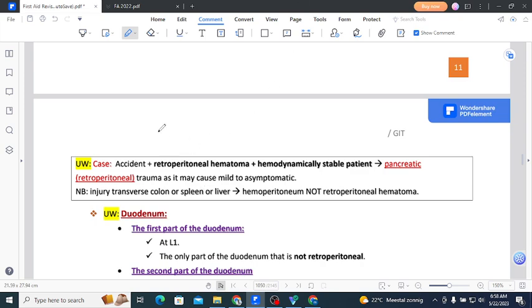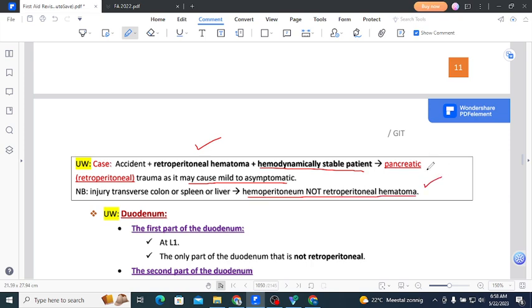And in the discussion, the UWorld point: there is a case that there was an accident and there was a retroperitoneal hematoma and a hemodynamically stable patient. So what is the structure that has been damaged? It is pancreatic trauma, as it may cause mild to asymptomatic bleeding. Note the NBME point: injury to the transverse colon or spleen or liver causes hemoperitoneum, not a retroperitoneal hematoma.